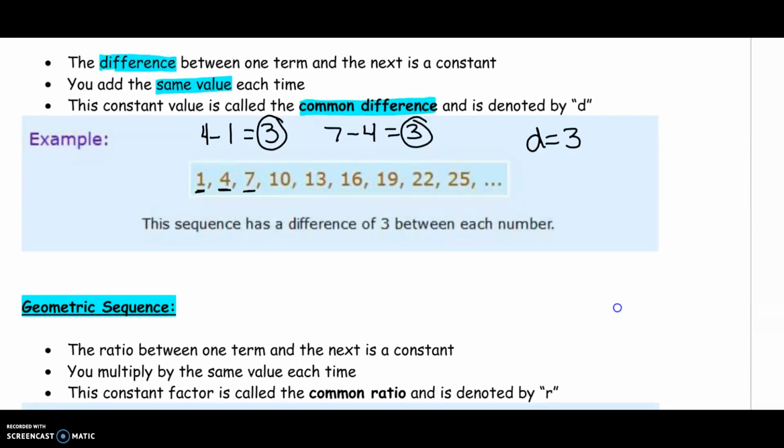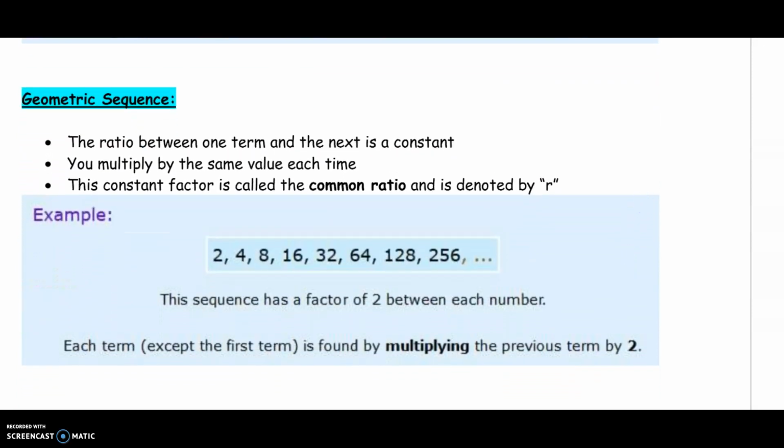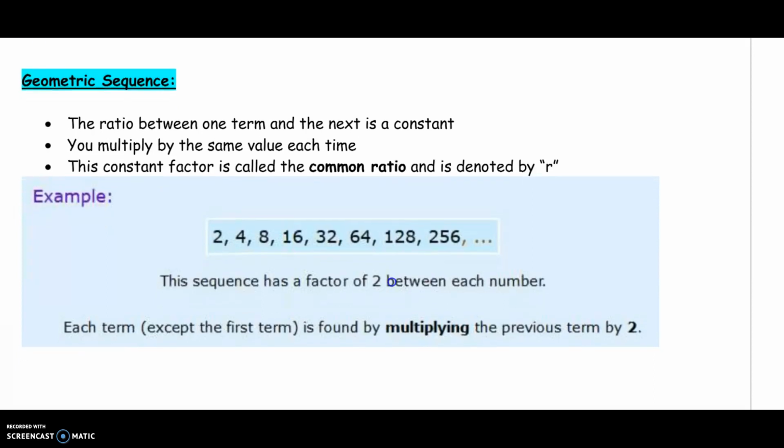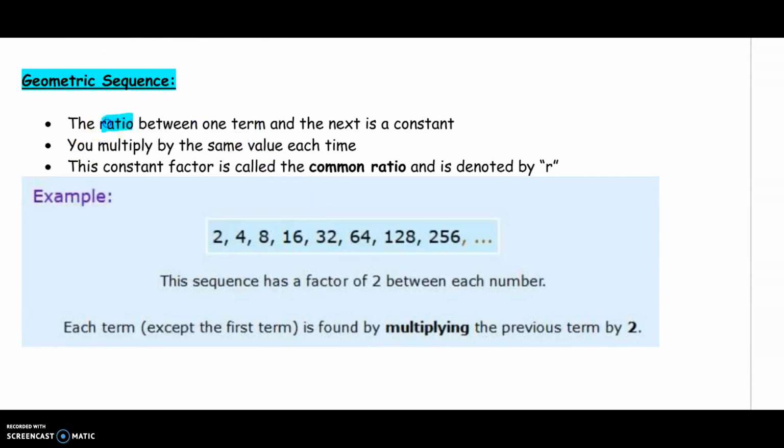The next type of sequence is a geometric sequence. Geometric sequences are all the other sequences that you saw, which are multiplying or dividing. And instead of calling this a common difference, we call this the common ratio. A common ratio is when you divide the 2 numbers, you get the same number every time. And again, we're multiplying by the same value. The common ratio is denoted by the letter R.